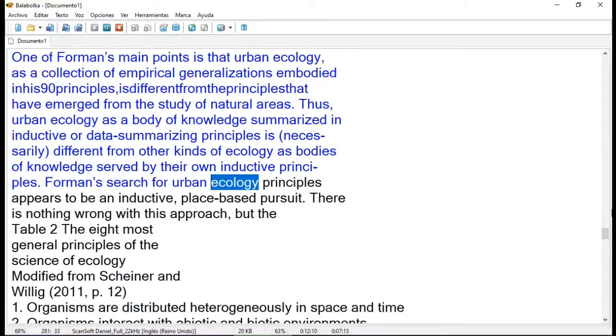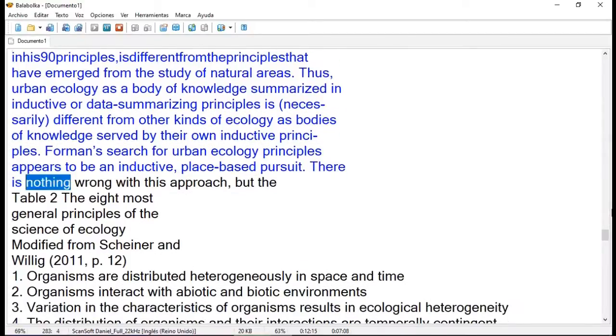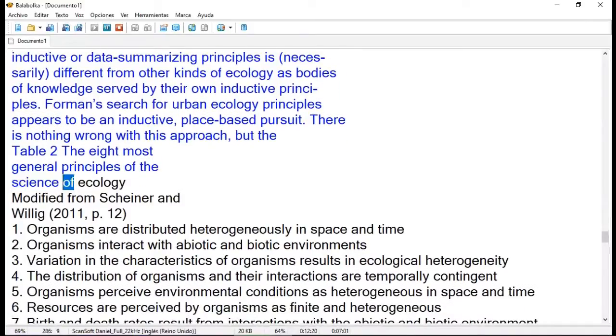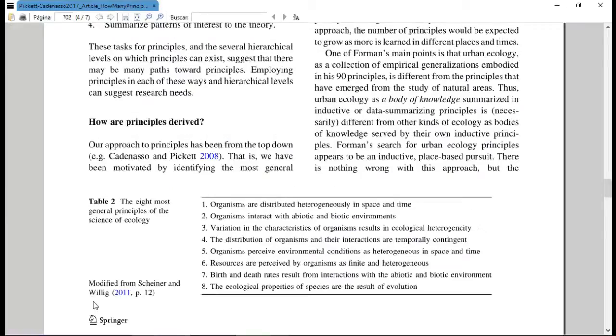Forman's search for urban ecology principles appears to be an inductive place-based pursuit. There is nothing wrong with this approach, but see the table of the 8 most general principles of the science of ecology, modified from Scheiner and Willig, 2011, p. 12. 1. Organisms are distributed heterogeneously in space and time. 2. Organisms interact with abiotic and biotic environments. 3. Variation in the characteristics of organisms results in ecological heterogeneity. 4. The distribution of organisms and their interactions are temporally contingent.